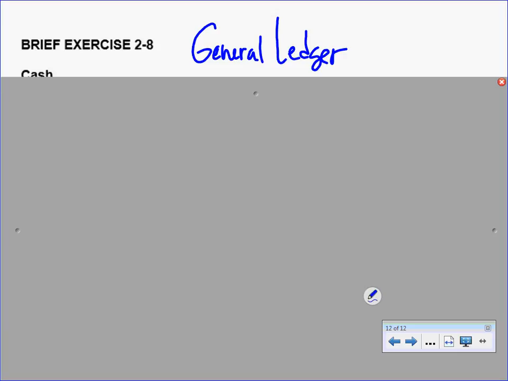On May 5th, something happened. On May 12th, something happened. And on May 15th, something happened. Those journal entries were done. Now we're going to do the process of moving them from the journal to the general ledger, or in other words, post them to the little mini accounts.